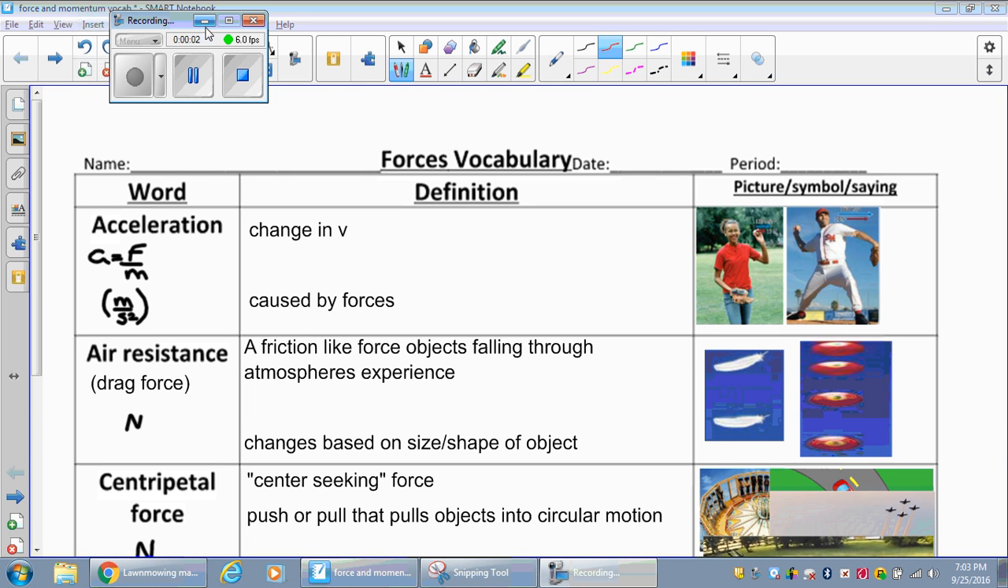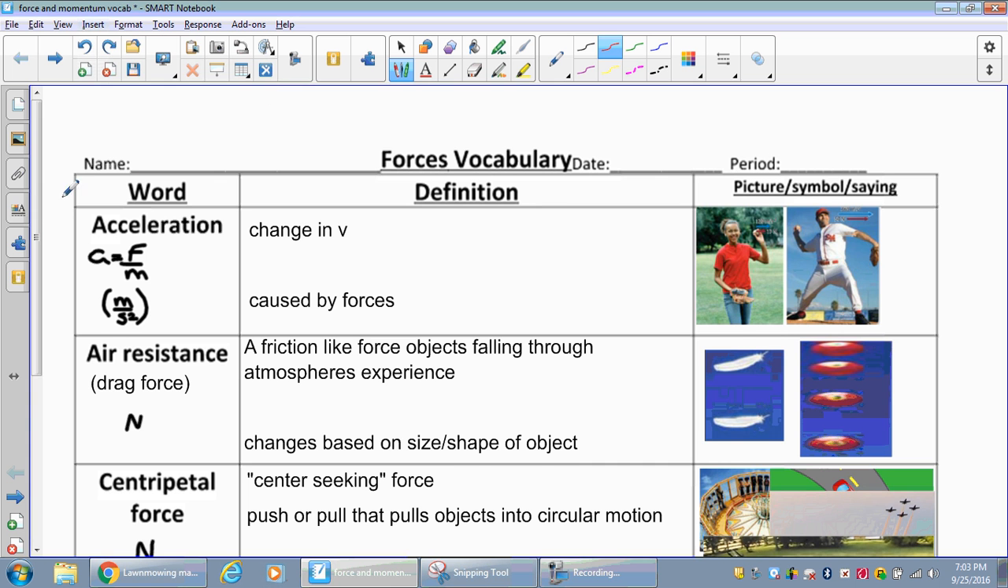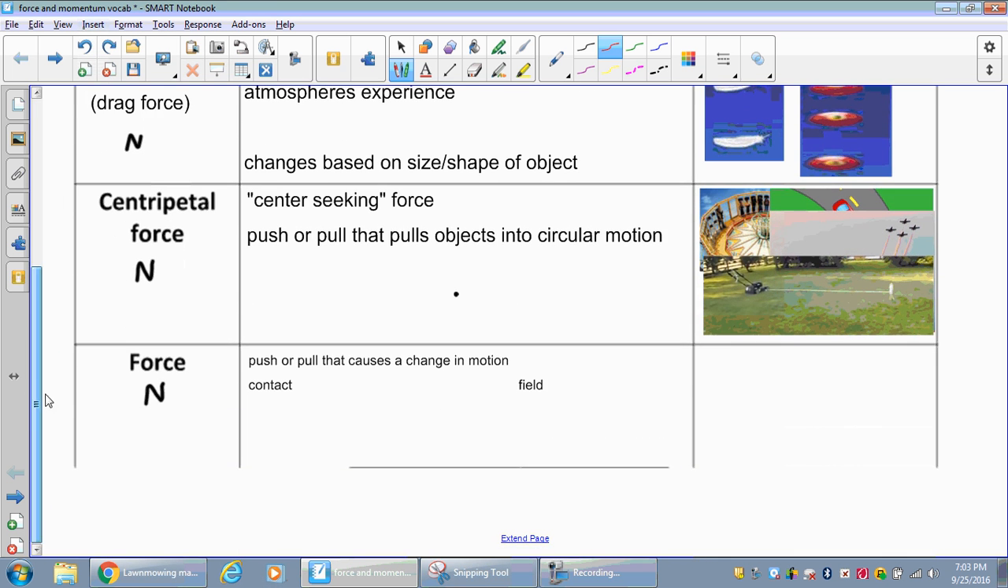Okay, you guys, this is the chapter Unit 2, Force and Momentum vocabulary. Let's go ahead. It's going to kind of go out of order, but that's okay though. We're going to start with force. Force is measured in N, which is Newton, for Isaac Newton.